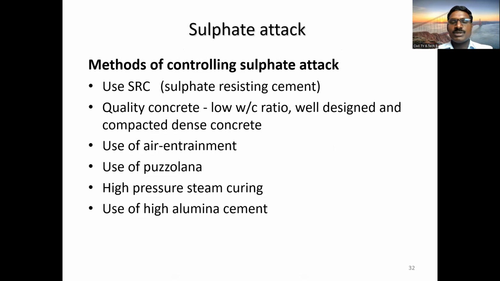Then again, if we talk about the sulfate attack, the method of controlling sulfate attack is the use of SRC. Then the quality of concrete: a low water cement ratio or well designed and compacted dense concrete. The use of air entrainment, the use of pozzolana, high pressure steam curing, and use of high alumina cement are the methods we have for controlling the sulfate attack.